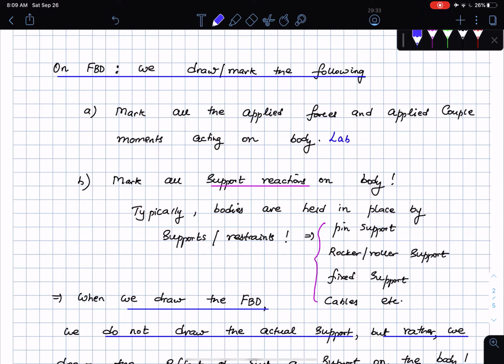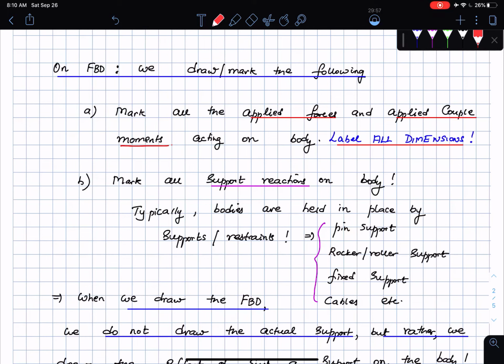Label all dimensions. This is an important statement. You need to label all the dimensions. You mark all the applied forces on the body, you mark all the applied couple moments on the body, and then you mark all the support reactions.